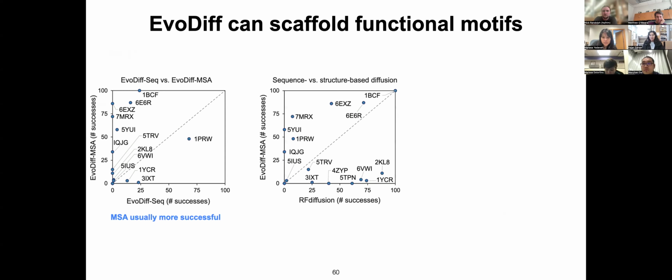We can also plot our best EvoDiff model, EvoDiff MSA, versus RFdiffusion, and we find that they surprisingly have quite orthogonal strengths. It seems that problems that EvoDiff MSA does well on, RFdiffusion does not do as well on, and vice versa.